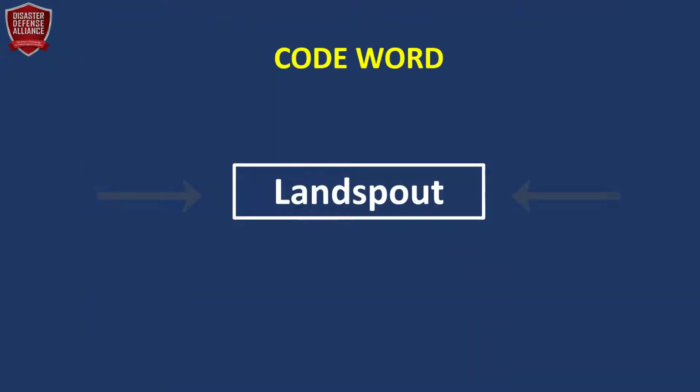Here is the code word for this video: land spout. Be sure to write it down. Keep track of which word goes with which video. This word goes with part 5 of the training.